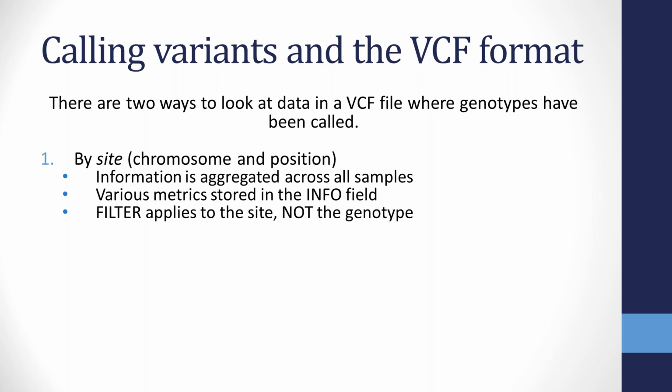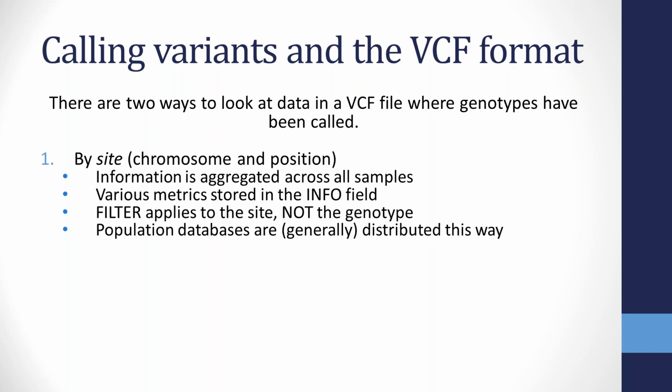The first is by site. And in this context, information is aggregated across all samples, and all metrics are defined in the header in those info fields. You can really see what you're looking at. Now, filter applies to the site, not the genotype, although we can filter out particular genotypes that might be low quality for a variety of reasons. So population databases like gnomAD, for example, might be distributed this way, where they don't include individual level identification, but they do include aggregate, say, allele frequencies across different subpopulations.